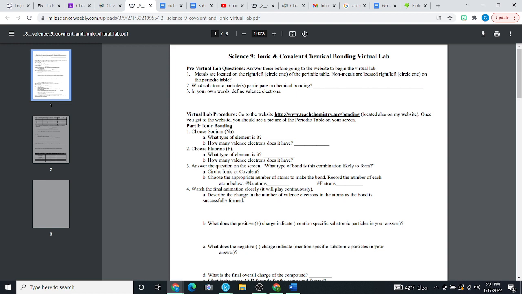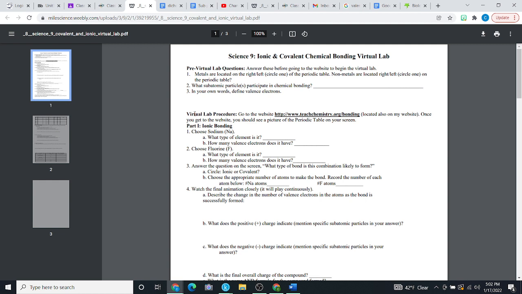Number 1 says metals are located on the right/left, circle one. My metals are like iron, copper, sodium. All of those are metals. So those are on the left side of my periodic table. And then my nonmetals are located on the right side, like your oxygen gas. Now remember, we have that one exception, which is hydrogen. Hydrogen is found on the left side, but he is our exception. Or I call him a he.